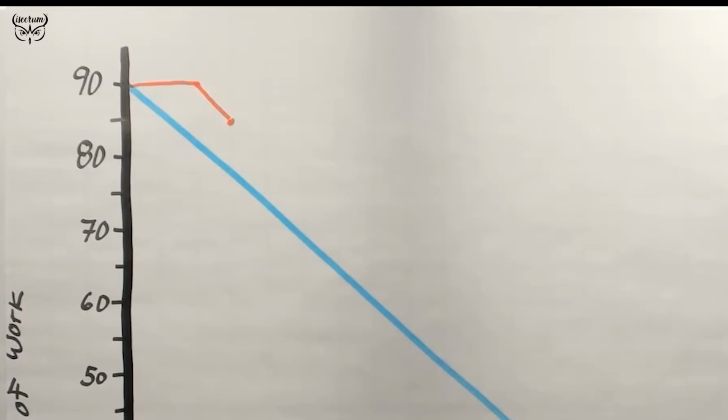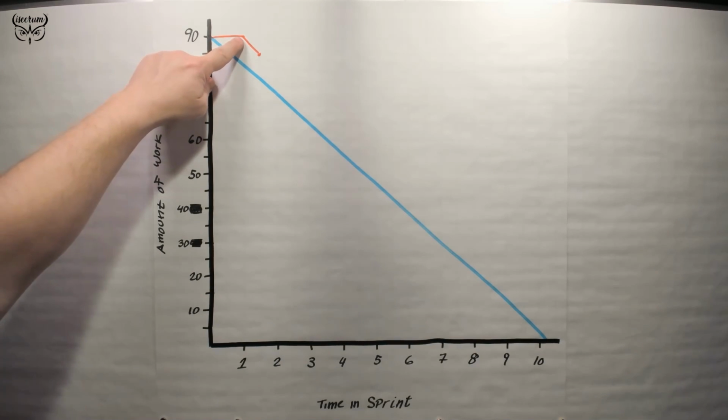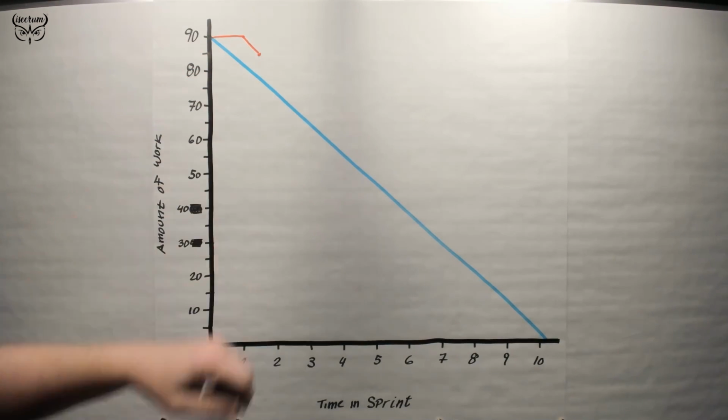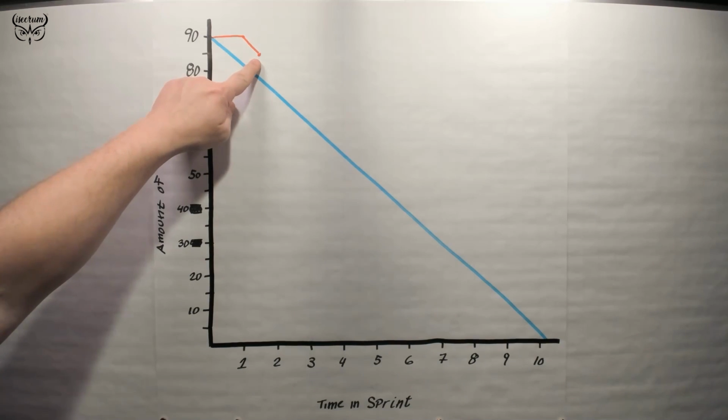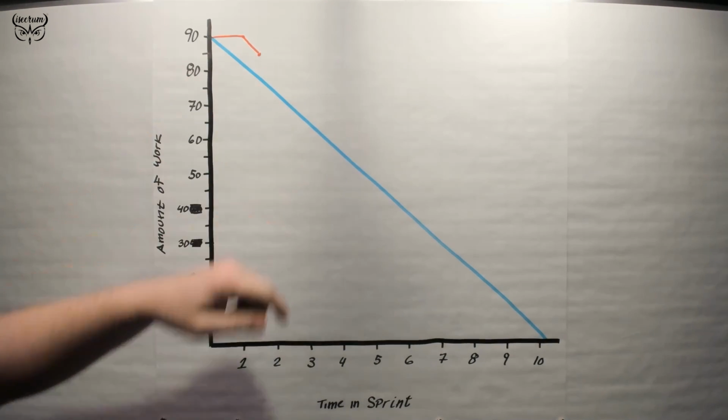First thing I did was I made a red dot right at the middle of the day on day 2, and right at 5 points being burned down from the original 90. Then I connected the original red line to that dot to burn the work down. What some teams will do is they will make a note right on that dot for what happened.